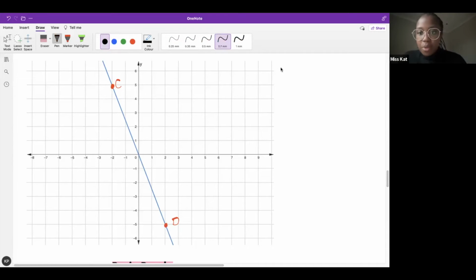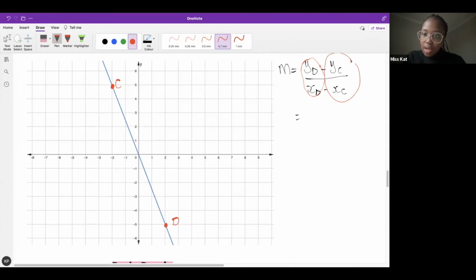Okay, formula: M equals the Y of D minus the Y of C, divided by the X of D minus the X of C. So see, guys, it doesn't matter the order. It doesn't mean C has to be before D, as long as the same coordinate is first. So look here carefully. D is first on the Y and first on the X. C is second on the Y and second on the X. So you just have to make sure the same coordinate is first and the same one is second. Otherwise, your formula will not work.